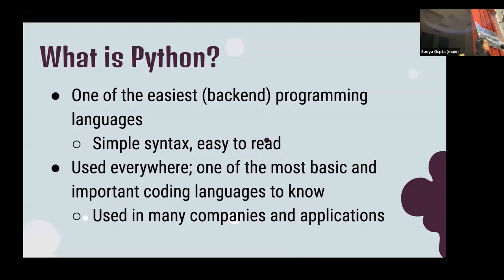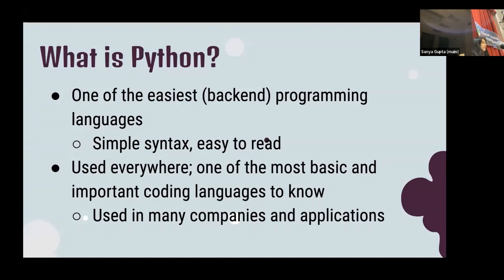Python is one of the easiest backend programming languages because of its simple syntax, which makes it really easy to read and understand. It's also the fastest way to develop any working program. This is one of the most basic programming languages. Because of its simplicity and flexibility, it's also used in many companies and applications such as artificial intelligence and machine learning. So just learning Python opens a lot of opportunities for you.